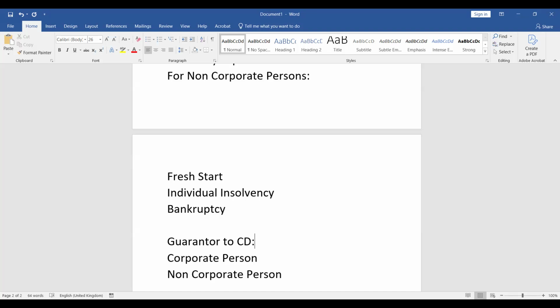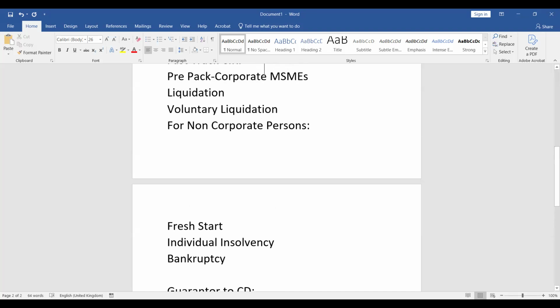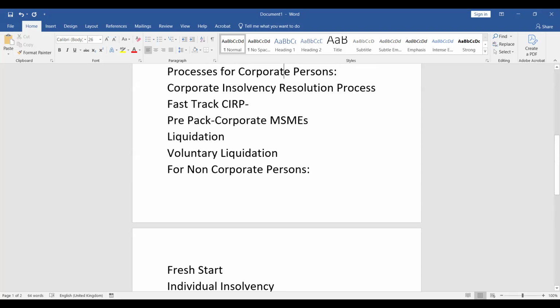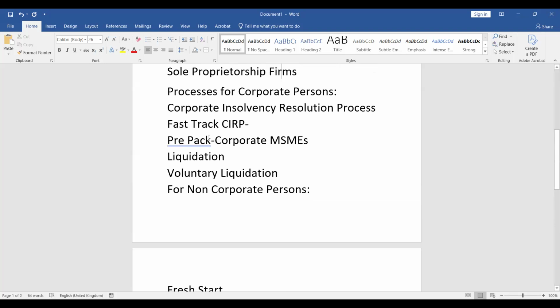If a company has given a guarantee, then CIRP shall be started against that company. It could be fast track also in case it meets certain conditions like being a small company or a startup or having a particular asset size. For pre-pack, corporate MSMEs, if they have incurred their default, then they can also go in for this pre-pack. And then liquidation, voluntary liquidation, etc. So this is the process.